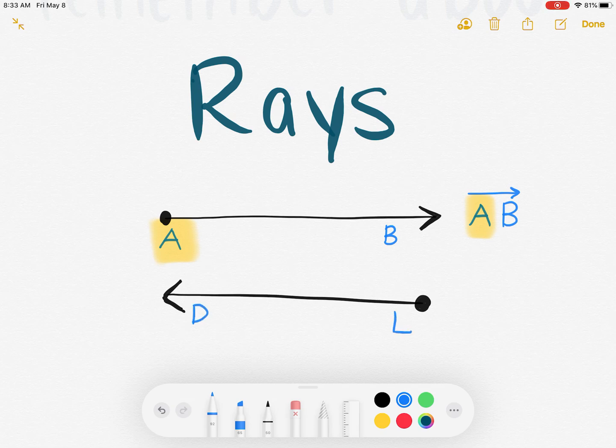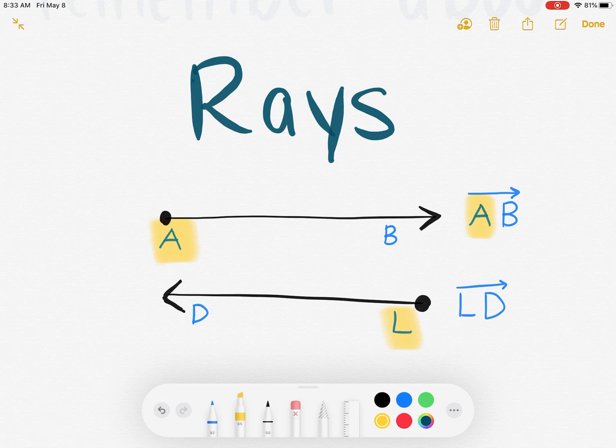And if we're labeling it, what's it going to be? Logan says this one is L D because L is at the endpoint, so that's the letter that comes first.